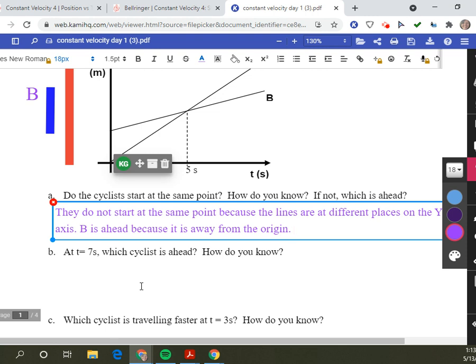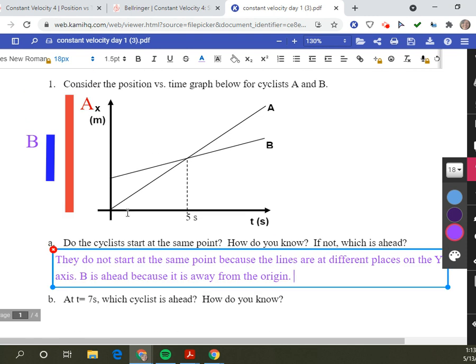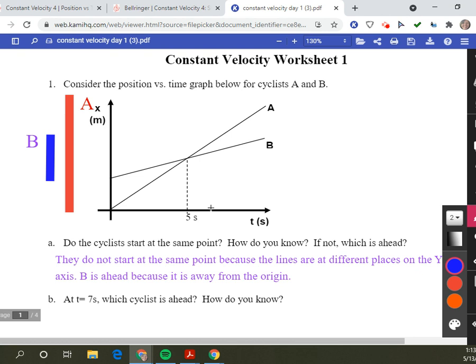Make sense? Thumbs up? Make sense? Yeah? Okay. At time is 7 seconds, which cyclist is ahead? How do you know? Like we said earlier, there's no numbers on this time axis. So we have to say, okay, if this is 5, I know that 7 has to be over here. So here's my 7. It's kind of arbitrary, but we'll just say that. So which cyclist is ahead? Which cyclist is farther away from the origin?